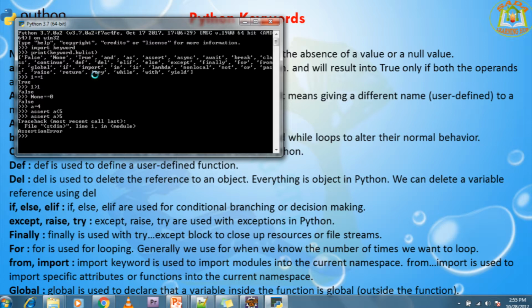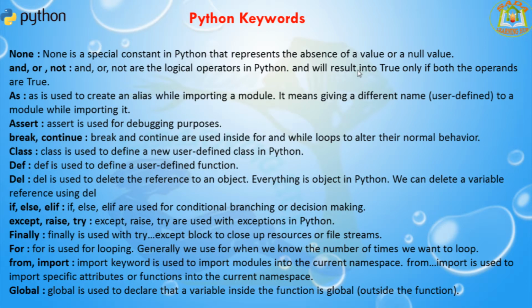The next keyword is the finally keyword. Finally is used with a try except block to close up the resources on the file streams. See here, finally is the keyword. If you want to close any resources, we can use the finally block. We can close all those things.